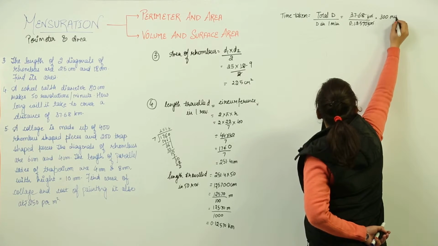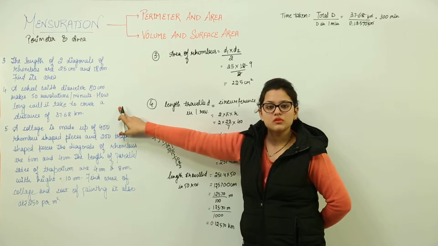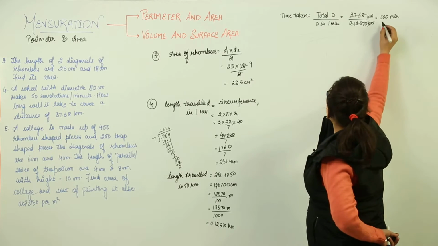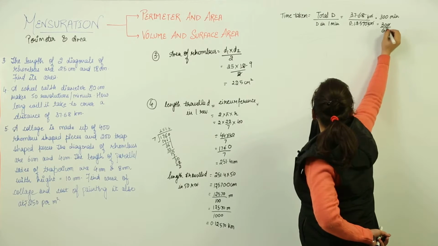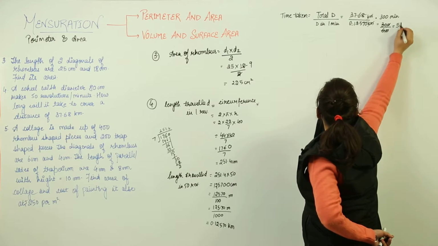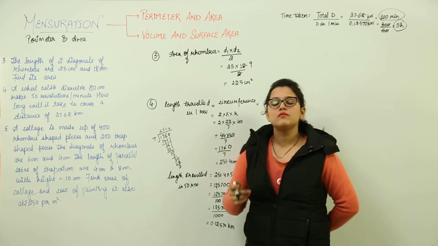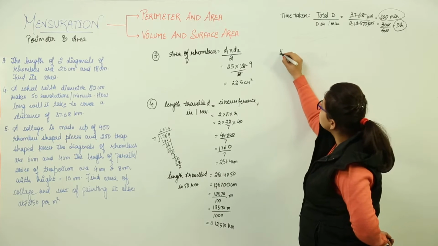300 in minutes, right? Because here in the question also the time was given in minutes only, so the answer that came will be in minutes. If you want, you can convert this into hours by dividing it by 60. How much do you get? 5 hours. So both the answers are correct. 300 minutes is also correct and 5 hours is also correct. Now moving on to the next question, that is the fifth question.